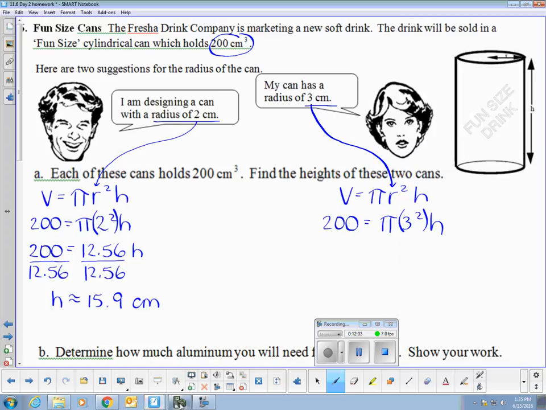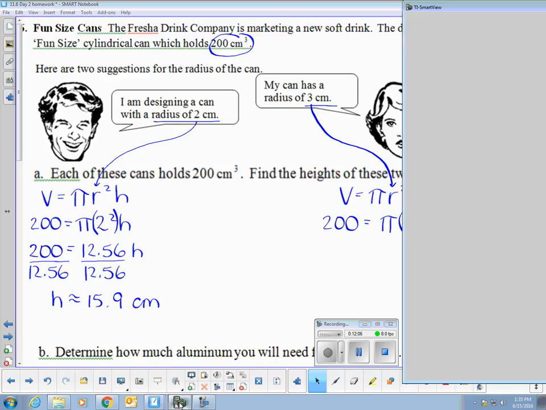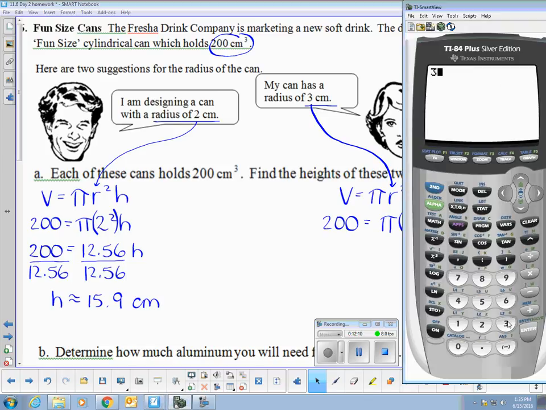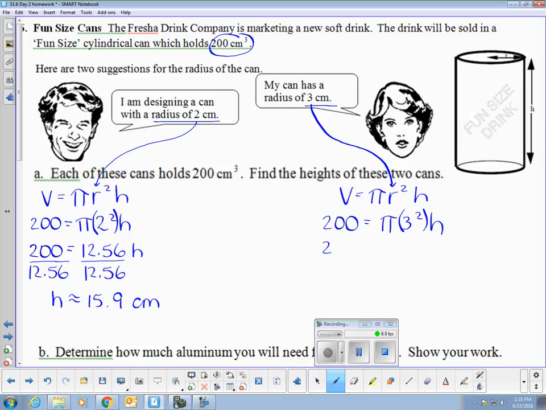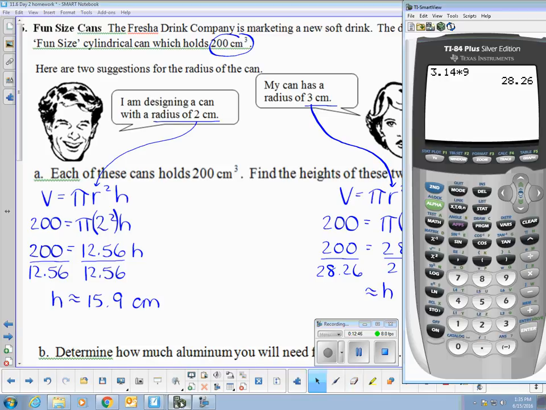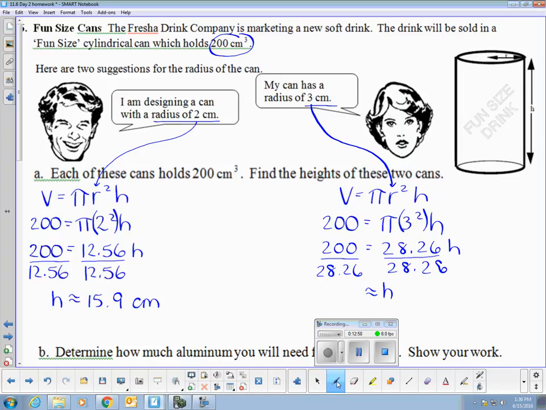All right, over here, I'm going to simplify pi times 3 squared, or pi times 9. And then to solve for h, I'm going to divide each side by 28.26. And this is going to be an approximation. Let's try that. And this height is about 7.